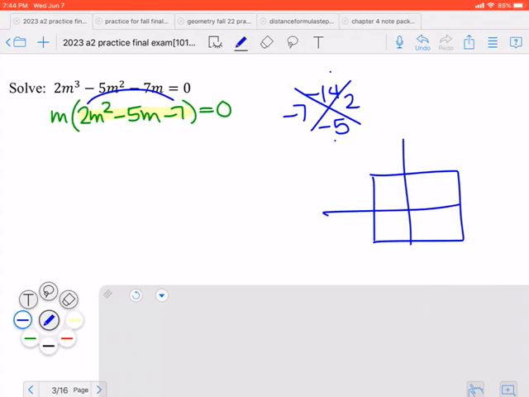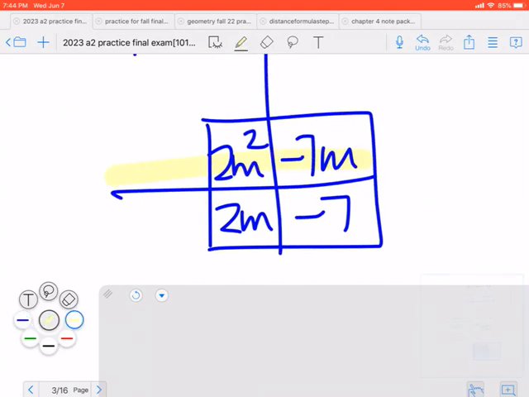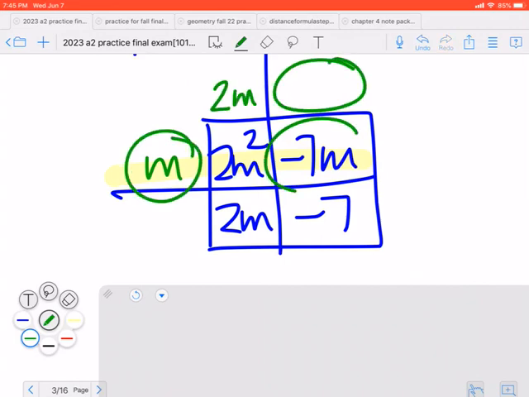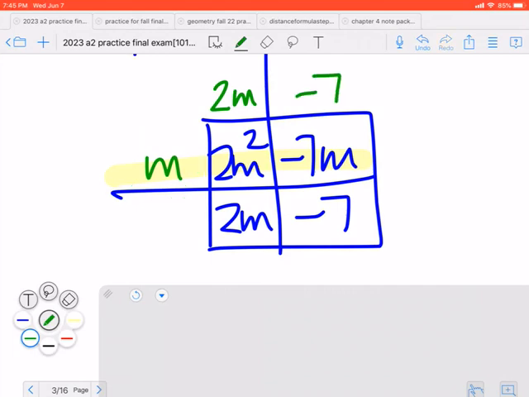Everybody seemed to like the box method. First term, 2m squared, goes top left. Last term, negative 7, goes bottom right. And then I'm going to fill in the other two boxes with these guys to replace the negative 5m. And it doesn't matter which box. Negative 7m and 2m. Now I'm going to factor. Take a GCF out here. We can take out an m. So then m times what is 2m squared? That'd be 2m. M times what is negative 7m? That'd be a negative 7. And then 2m times what is 2m? That would be a positive 1.